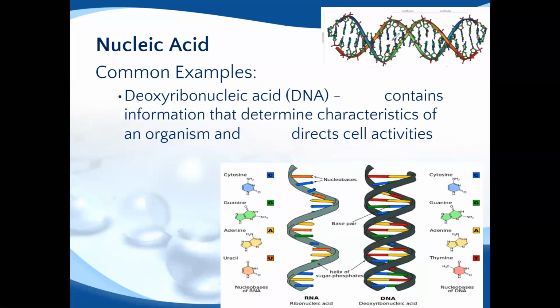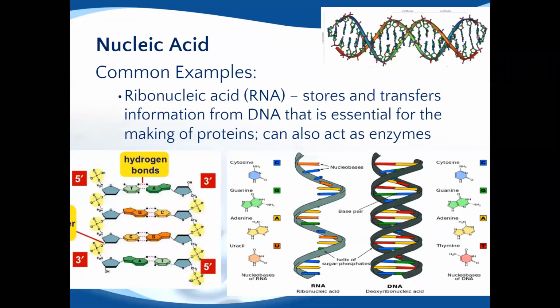Common examples of nucleic acids include basically only two things: DNA, or deoxyribonucleic acid. That's our genetic information. That's what's in us. And also ribonucleic acid, or RNA. So DNA contains a bunch of information, and it's very important because it determines all of our traits and all the traits of every other organism that happens to have DNA, and it's also going to direct cellular activities.